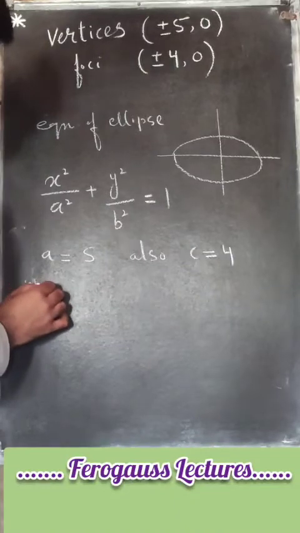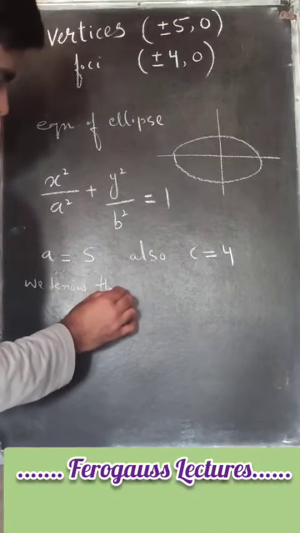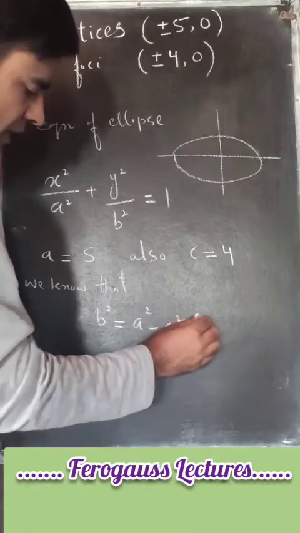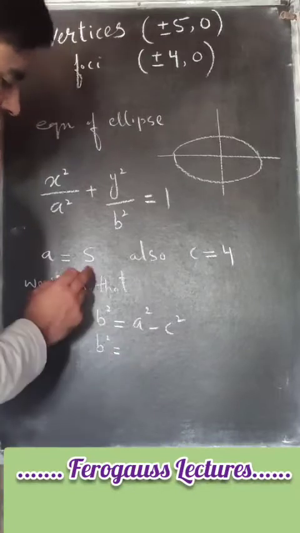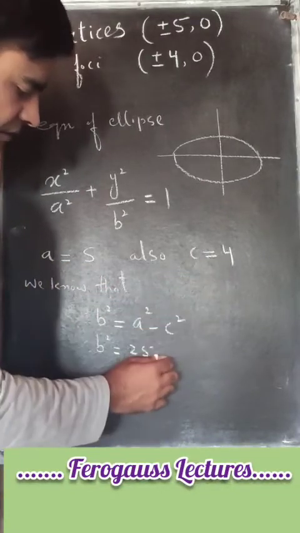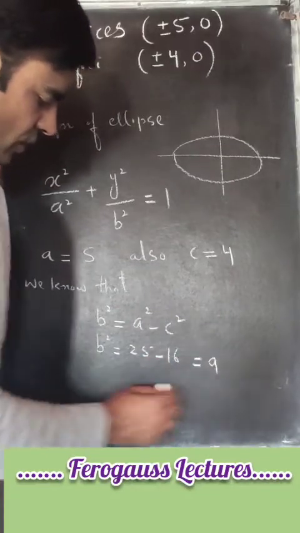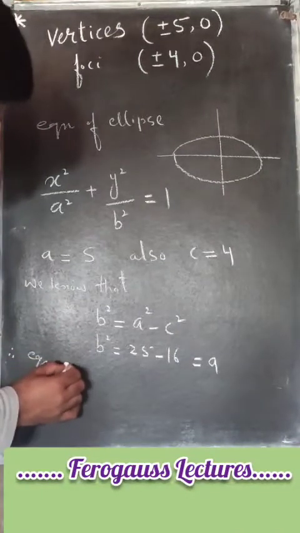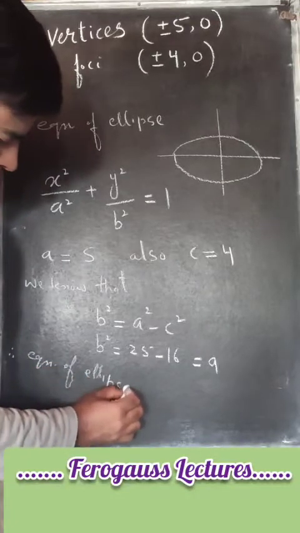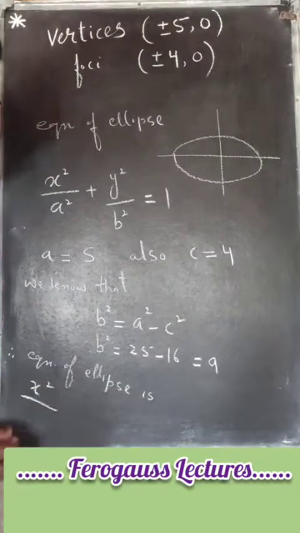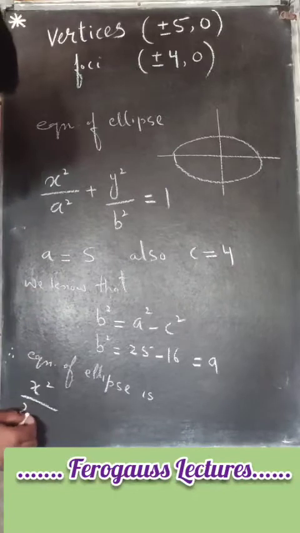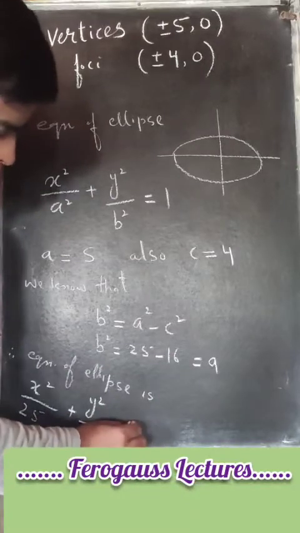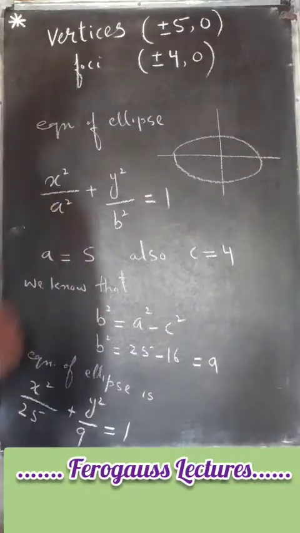We know that b square is equal to a square minus c square. So therefore, b square is equal to a square is 25 and c square is 16. That is equal to 9. So b square is equal to 9. Thus, equation of ellipse is x square divided by a square, that is 5 square, so that is 25, plus y square divided by b square, that is 9, is equal to 1. So this is the required equation of ellipse, and this completes the question.